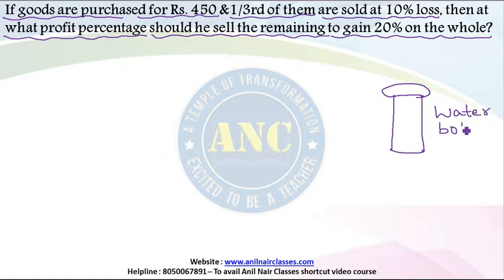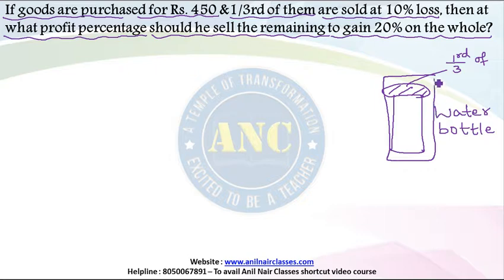Now see here. What I can say is, this cap, I am just saying for your explanation purpose, is one third of the product. Out of the total product, which is the entire water bottle, the cap is one third, and the remaining bottle is the remaining two thirds. So 1/3 plus 2/3 is one entire product. I hope you are understanding.